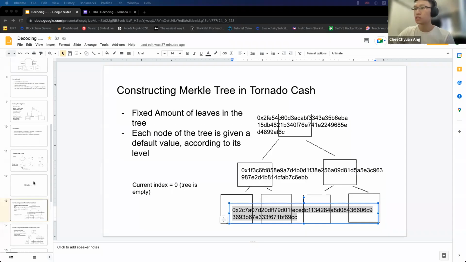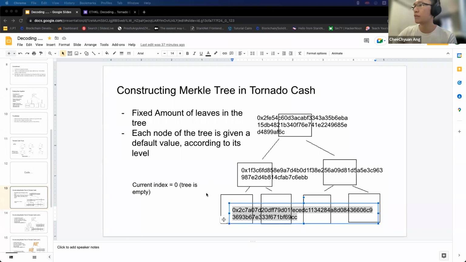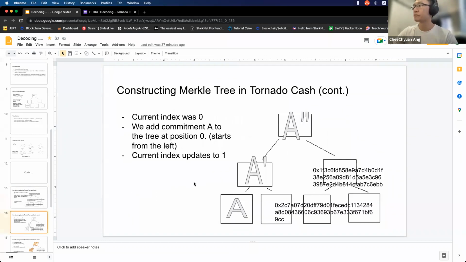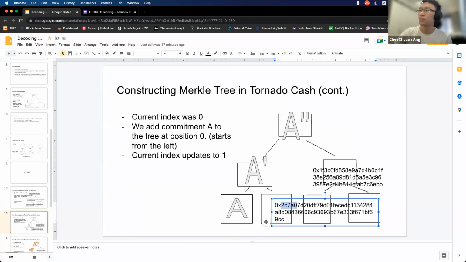And what's going to happen next? Okay, so now the current index is 0 because everything is empty, so we'll be inserting into the 0th leaf node. What happens if I add something to the tree? Let's say our commitment is A, and we add A into position 0. We'll add to the leftmost node, which means everything on the right remains 0. And we know that 0 stands for 2C7A blah blah blah 9CC, so we already know the hash for this one.